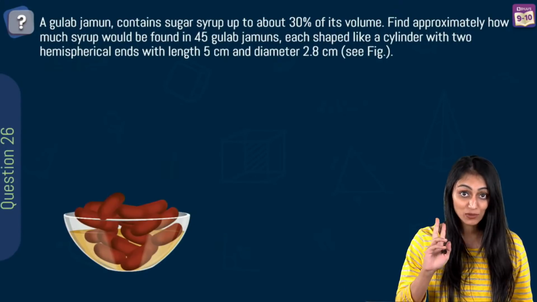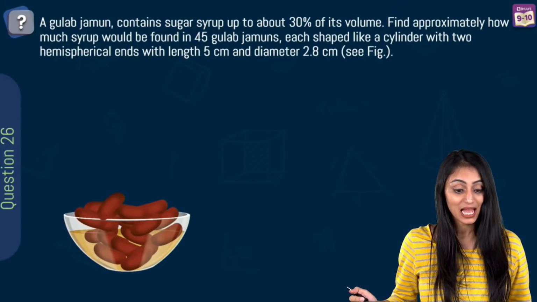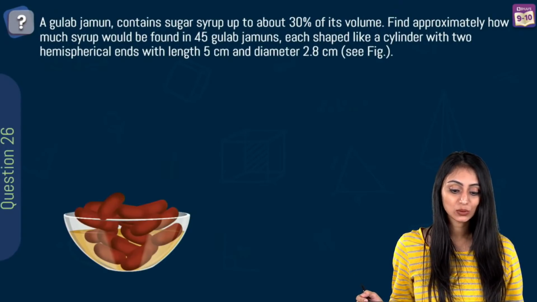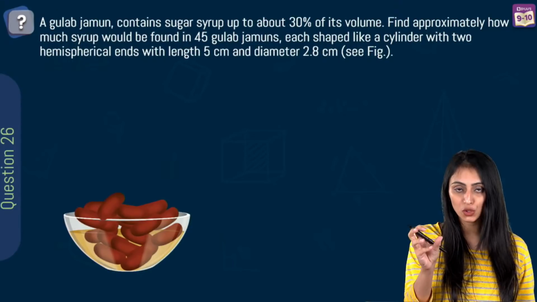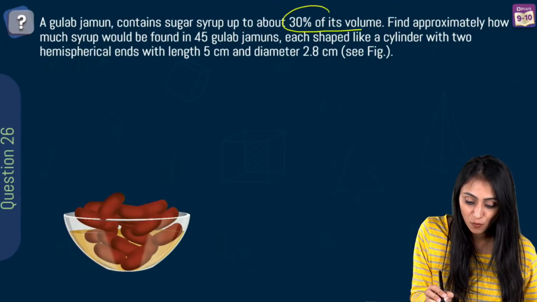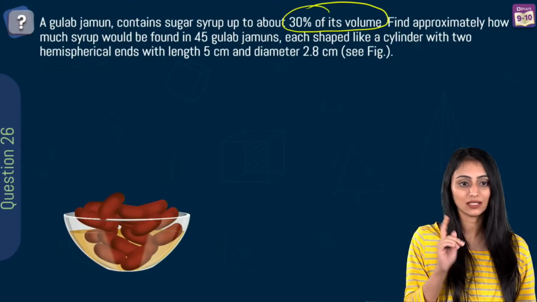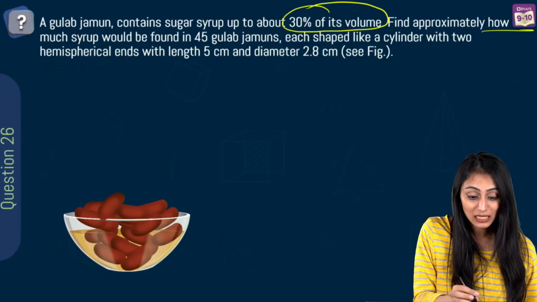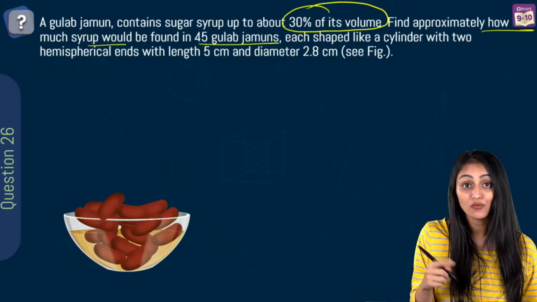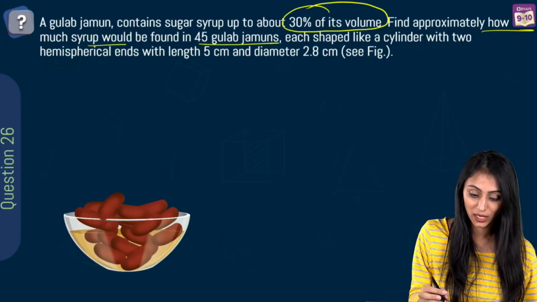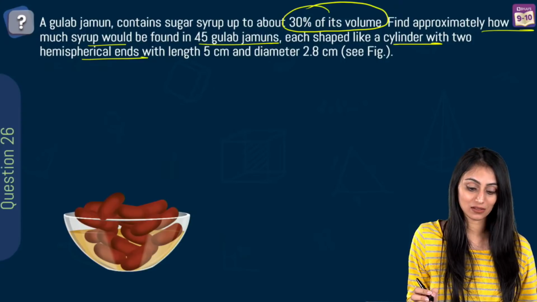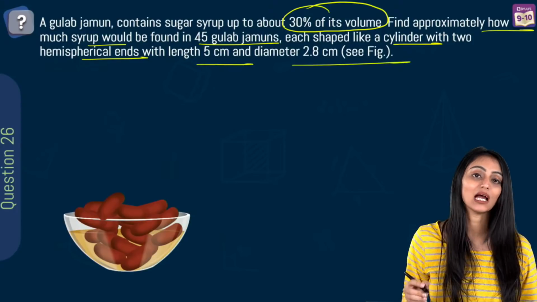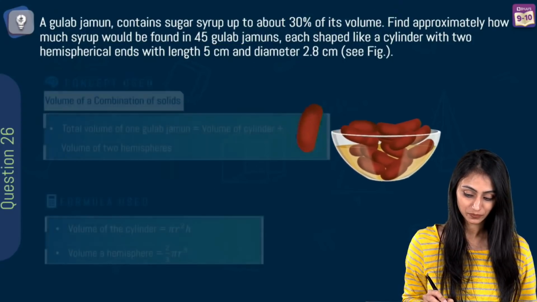Let's take a look at question number 26 now. The gulab jamun one you were asking me. A gulab jamun contains sugar syrup up to 30% of its volume. So in every gulab jamun, the sugar syrup is 30% of the volume of the gulab jamun. Keep that in mind. Now find approximately how much syrup you would find in 45 gulab jamuns. Each of them is shaped like a cylinder with two hemispherical ends. Length is 5 centimeter, diameter is 2.8 centimeter.